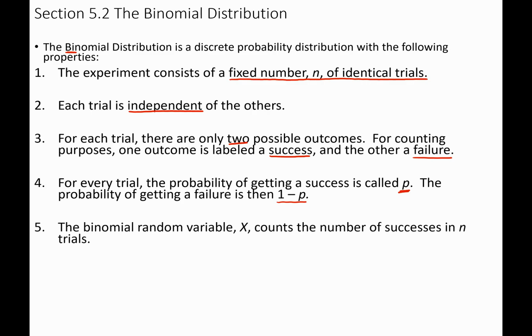The binomial random variable is represented by X. That counts the number of successes in your trials. So how many successes are you looking for? That's going to be our X. Little p represents the probability of that success. X represents how many times we're looking to have that success happen, and however many trials we have selected.